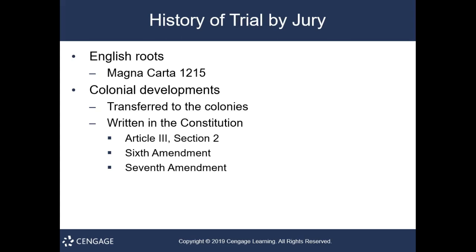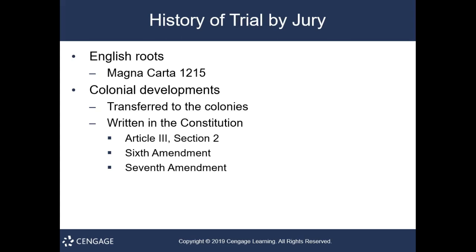Sixth Amendment, of course, is the right to a speedy and public trial. It also involves the right to counsel. And the Seventh Amendment only involves civil trials, but also allows the right to a jury in a civil trial.